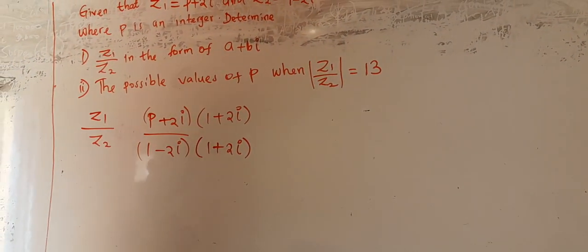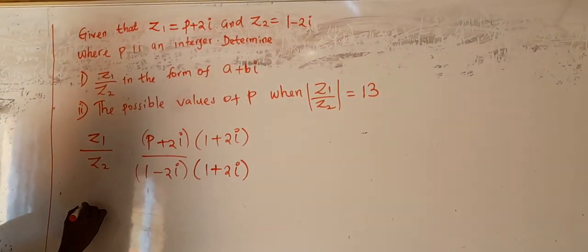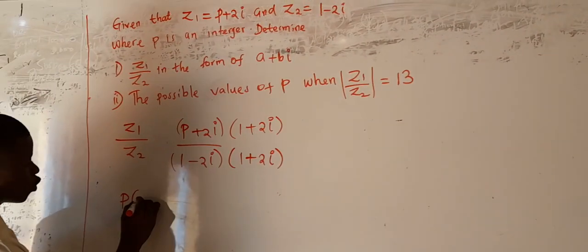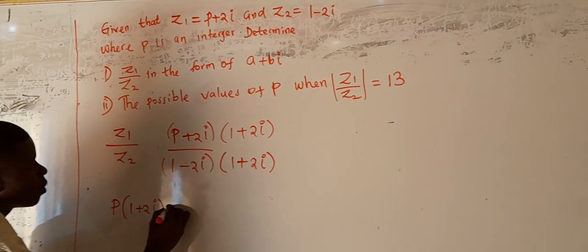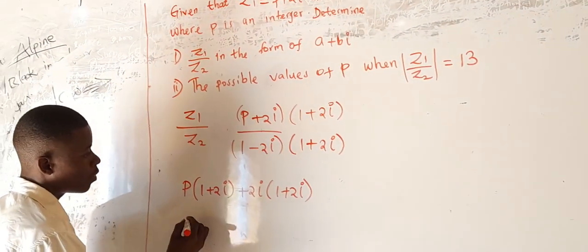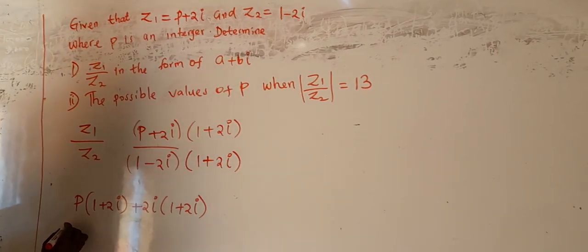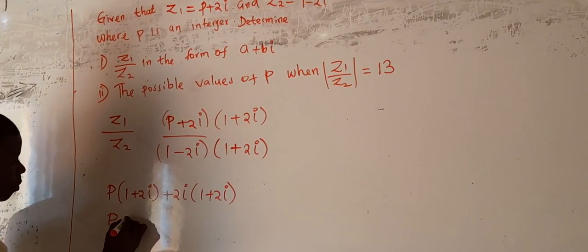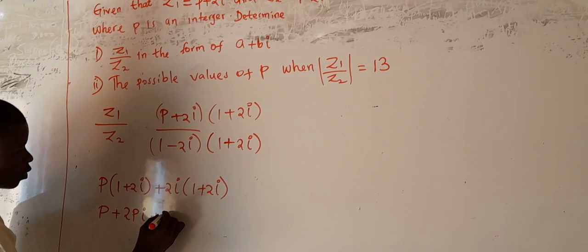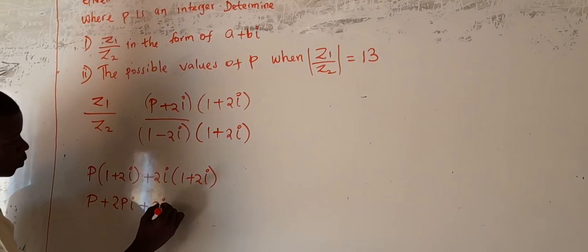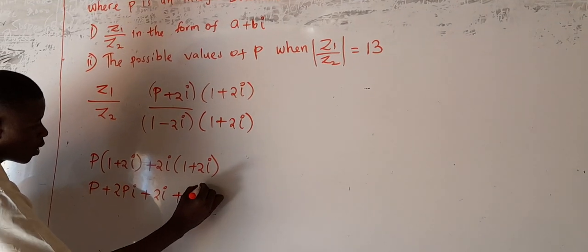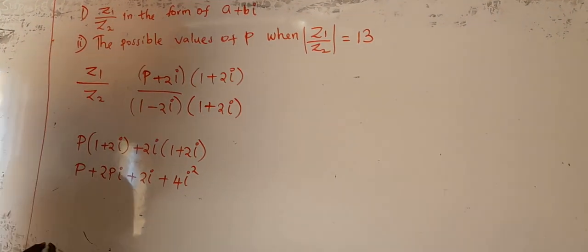So now let us start with the numerator. p into the bracket, let us expand it. We open the bracket, 1 plus 2i, plus 2i times 1 plus 2i. Let us start with the numerator now. We'll have p, plus this one times this one, it is 2pi, plus this one times this one, we're going to get 2i, plus this one times this one here, it is 4i squared. So this is the numerator.